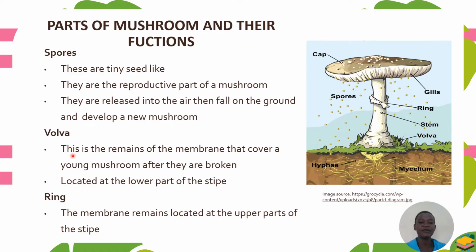So we're saying the vulva is the remains of the membrane that covers a young mushroom after it is broken. It is located at the lower part of the stipe.